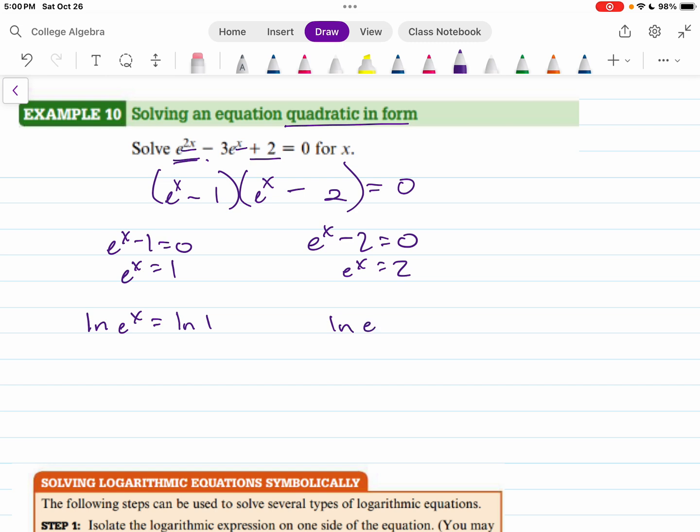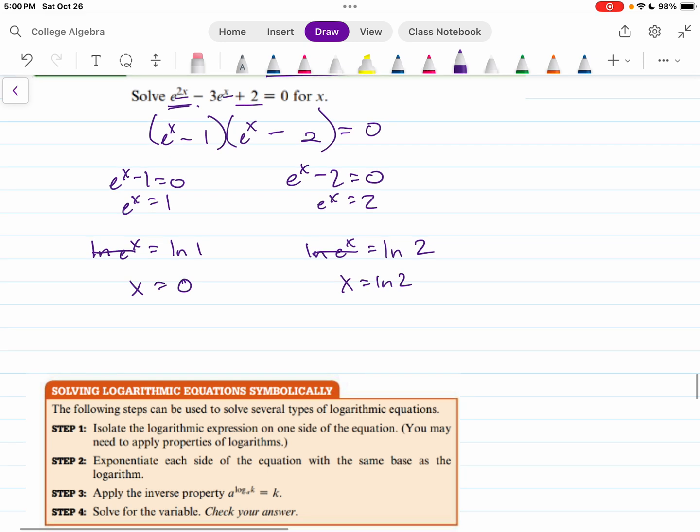For both problems, and apologize for doing this at the same time. Ln and e cancel, and x equals ln of 1, which in the calculator is 0. And then we would go through and those cancel, and I get x is equal to ln of 2, which is some decimal. We're supposed to check our answers, and this one we really want to go through.